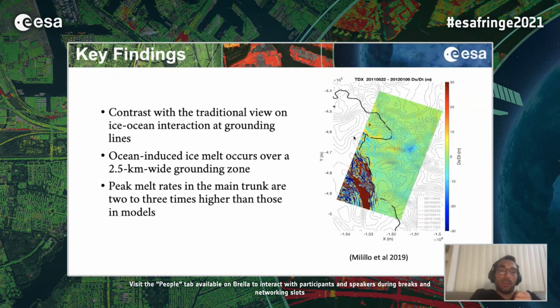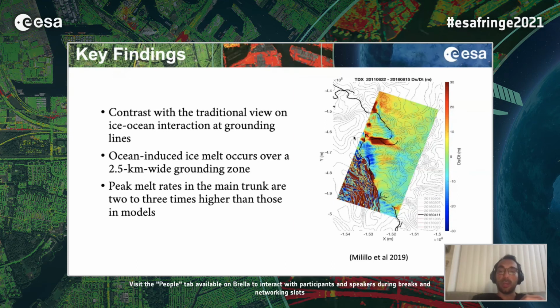So what we found here is that there are some physical processes that current models do not take into account. For example, models have a fixed grounding line. It doesn't change with tides. Instead, we did find that the grounding line migrates over a range of 2 to 4 kilometers. And this is not a grounding line anymore. It's the grounding zone, as Yara was telling us before.